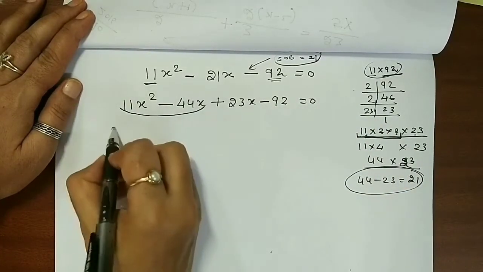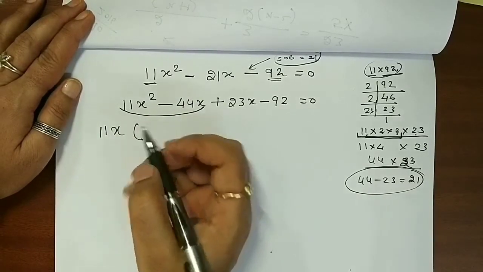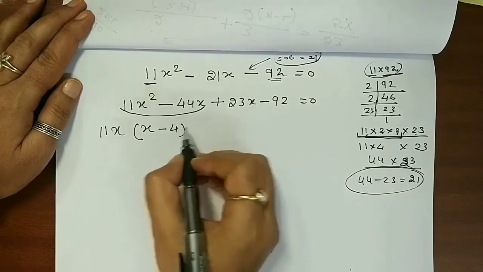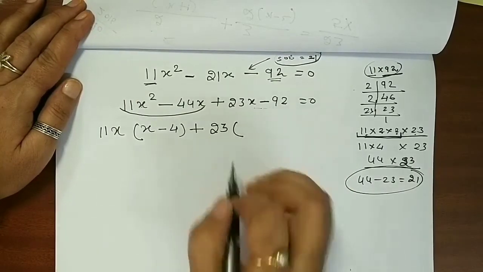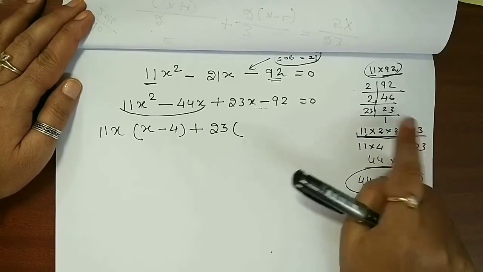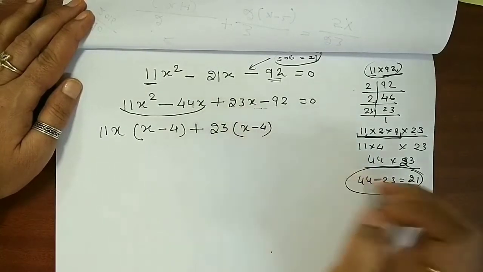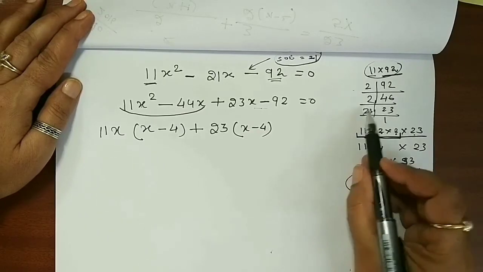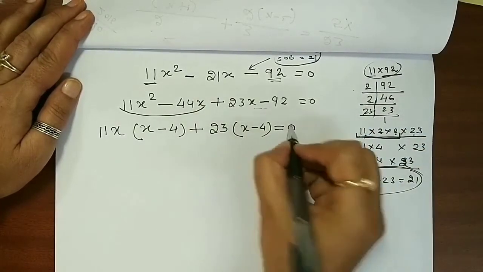Here I can take x common and 11 also common. Correct? So what is left here? X minus 4. In these two, clearly I can take 23 common because I just did 23 into 4 is 92. Right? So x minus 4. You can check it out. 23 into 2 is 92, right, is equal to 0.